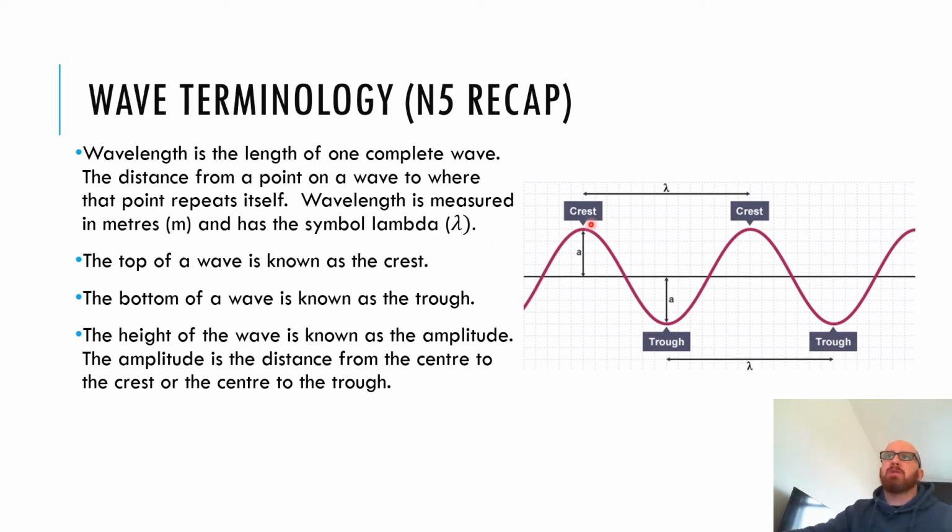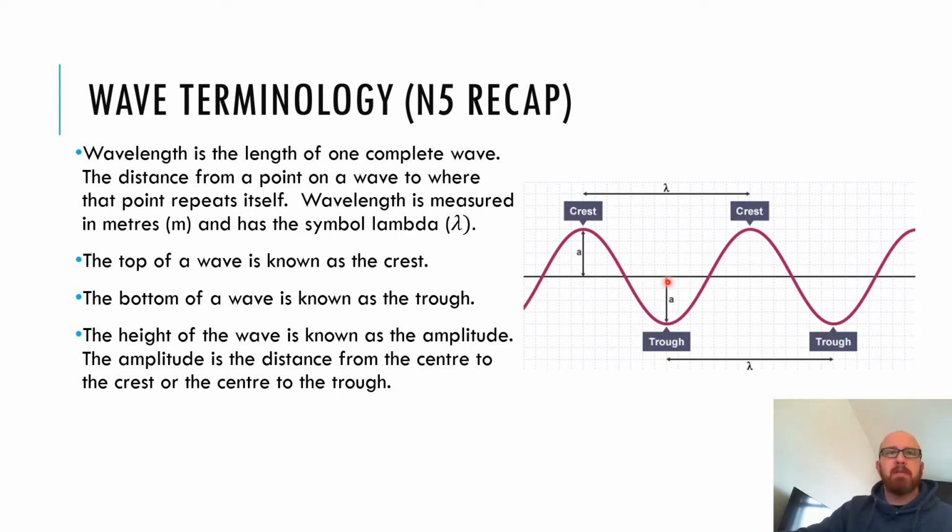The first thing is just some terminology that I'm going to be using quite a lot over the next few slides, and I just want to make sure that we're all 100% with that. The first thing is what exactly is meant by wavelength. So the wavelength is the length of one complete wave, the distance from a point on a wave to where the point repeats itself. So it would be from crest to crest, or from trough to trough, or it would be from a point on a wave to the same point when the wave repeats. So it doesn't necessarily have to be just peak to peak.